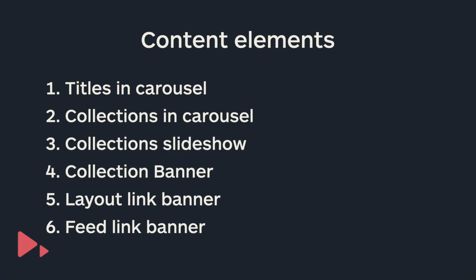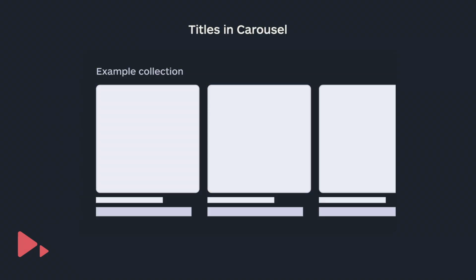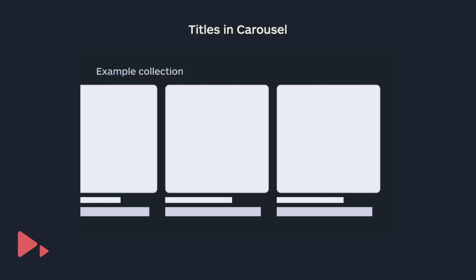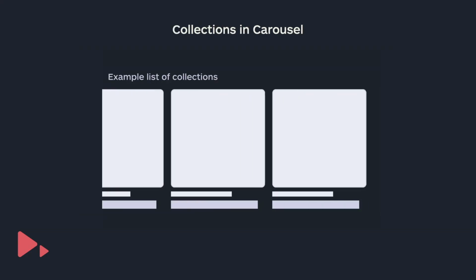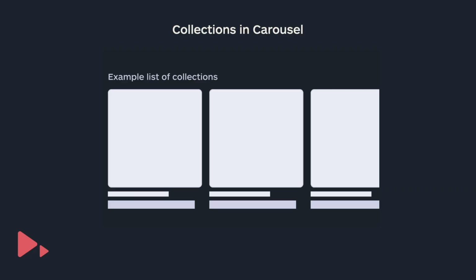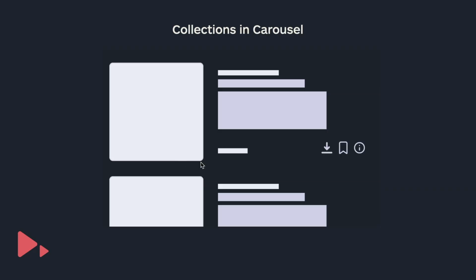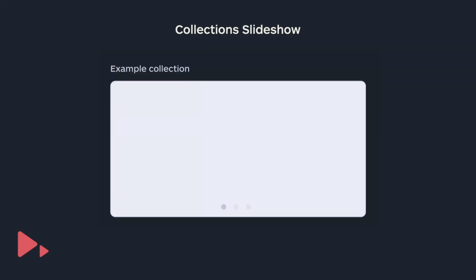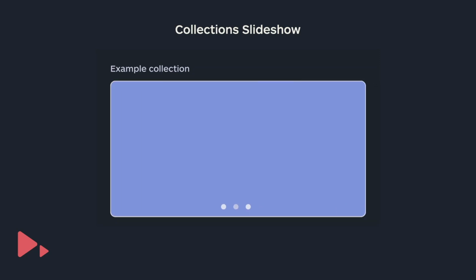Titles in Carousel. This shows a sideways scrollable carousel of titles from a collection. Collections in Carousel. This is a sideways scrollable carousel of collections. Clicking on an artwork of a collection shows you the titles in the collection you've clicked on. Collections slideshow. This is the same as the collection carousel, but it scrolls through the collections automatically.